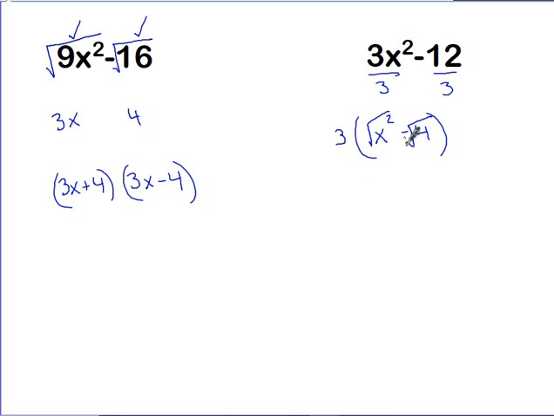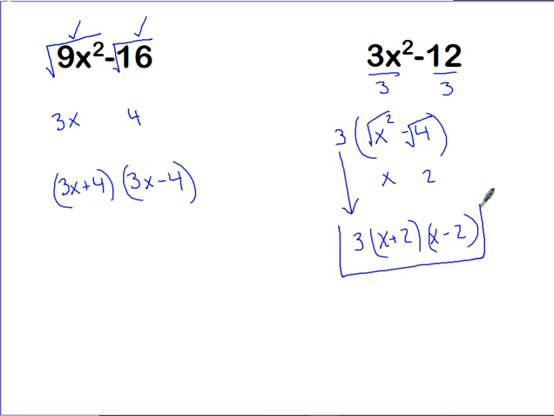The square root of x squared is x. The square root of 4 is 2. So I have an x plus 2, an x minus 2, and then I'm also going to bring this 3 down, and it has to hang out there, and that would be my final answer. So remember to check for that GCF first if it doesn't meet your requirements at the start.